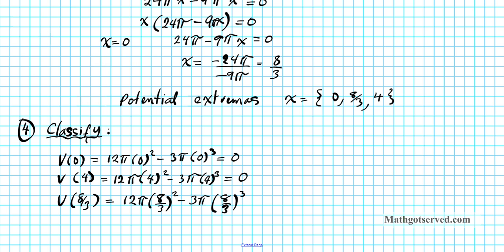If you plug this in your calculator and work this out, you're going to end up with 256 pi over 9. So you can clearly see that this is the maximum. It's a relative and absolute max. And then these right here are your minimum. But we don't really care about these. We just care about the biggest volume, so to speak. So this is the biggest volume.